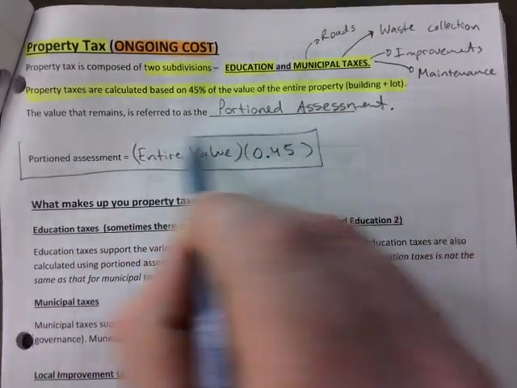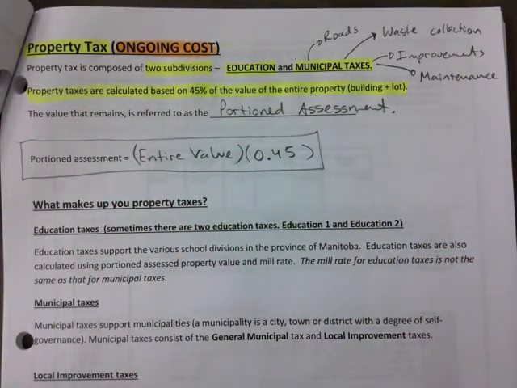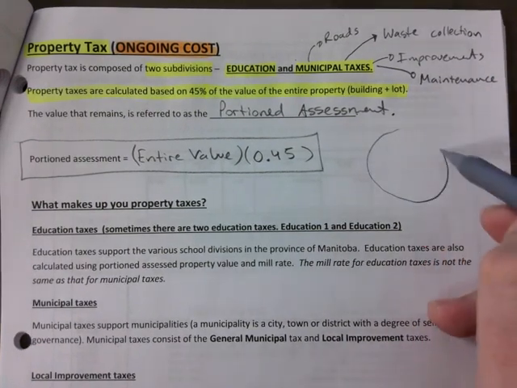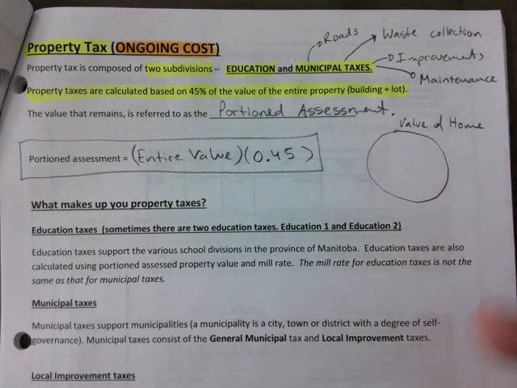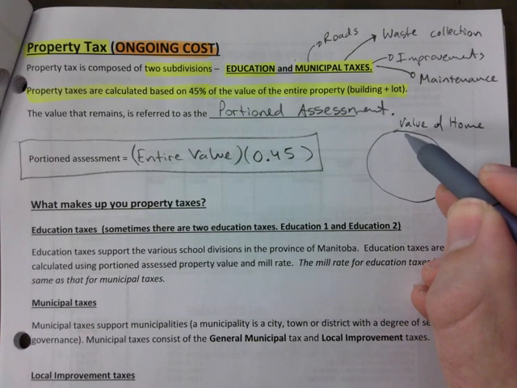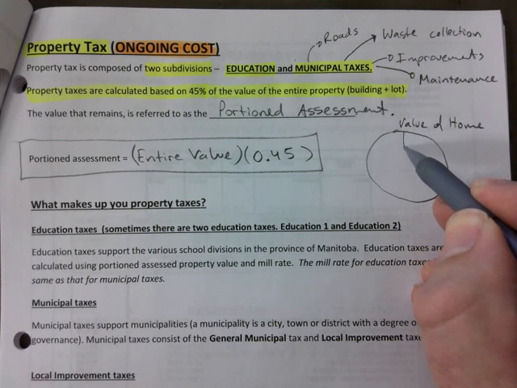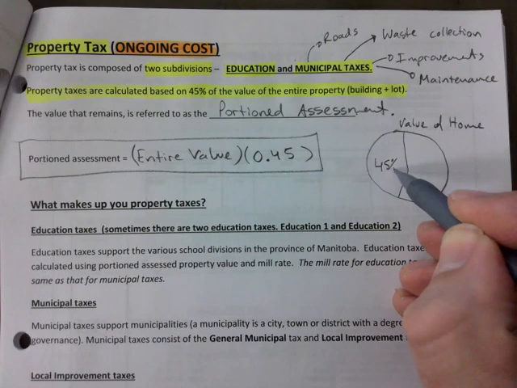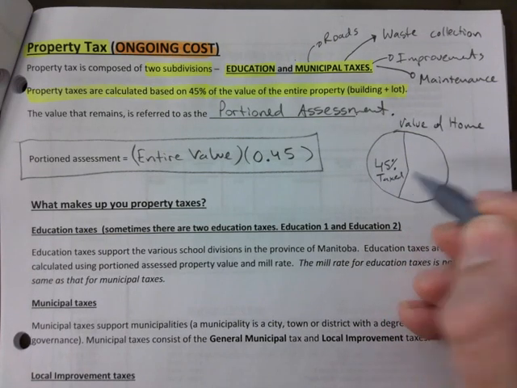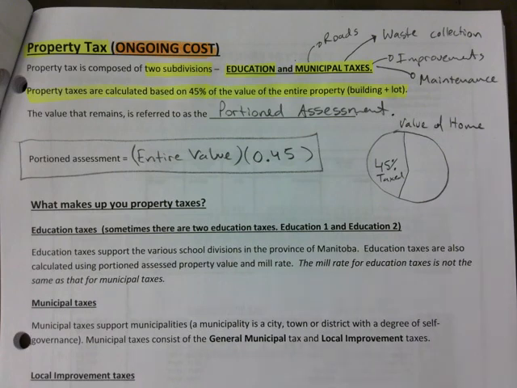This is probably worth boxing in. Most of the time, this doesn't change. It's always 45%. So think of it this way. If this is the value of your entire home, 45% would be about half, right? So this isn't quite half. Go down to half and then make it slightly bigger here. So 45% taxed, not the entire 100%. They only tax you on 45% of the value of your home. Don't ask me why. That's just how they do it. They have their rules, right?